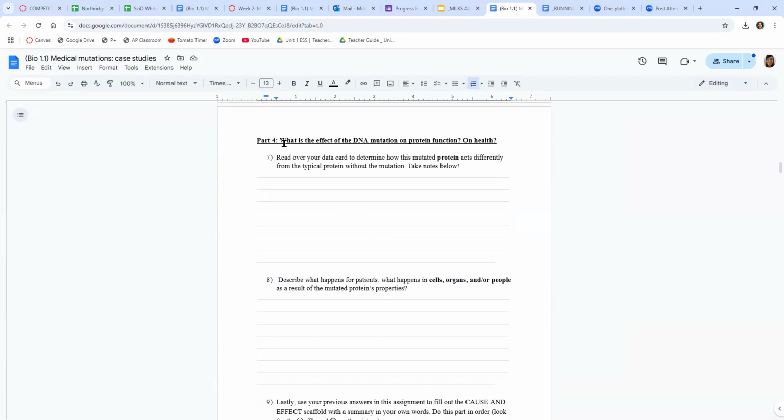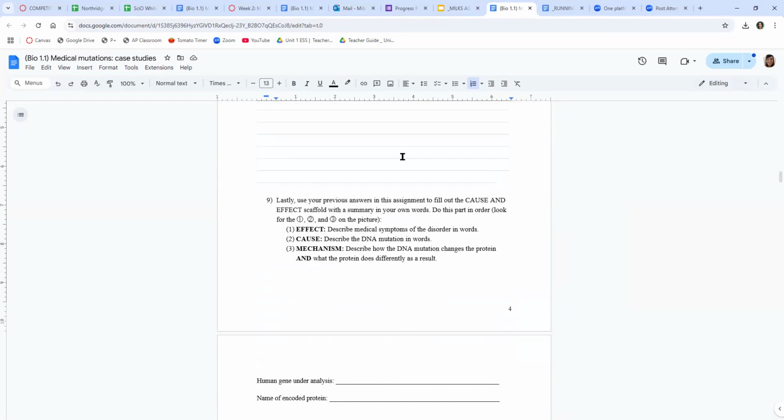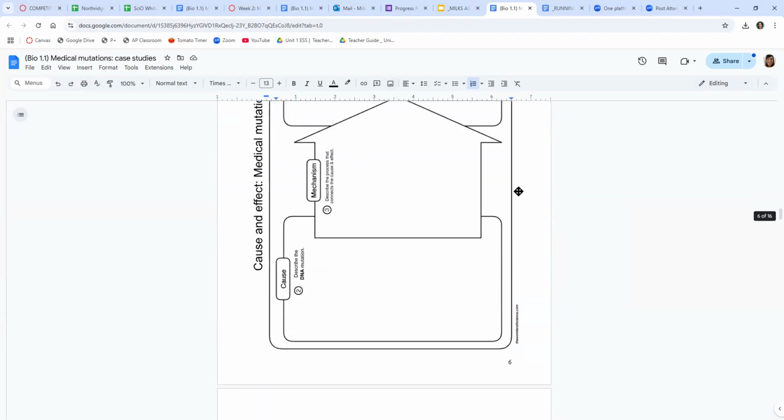Now, part 4 is thinking about the effect of the DNA mutation on protein function. So you're going to read over the data card to determine how that mutated protein acts differently from the typical protein, then describe what happens in cells, organs, and or people as a result. Last but not least, there's a cause and effect scaffold here.